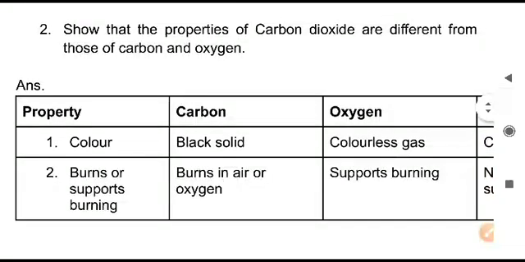Question number two now. Show that the properties of carbon dioxide are different from those of carbon and oxygen. Two properties are given there: color and whether it burns or supports burning. So what about carbon? Carbon is a black solid and it burns in air. What about oxygen? Oxygen is a colorless gas, it does not have any color and it supports burning.